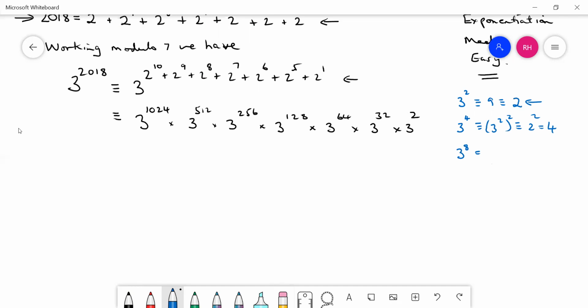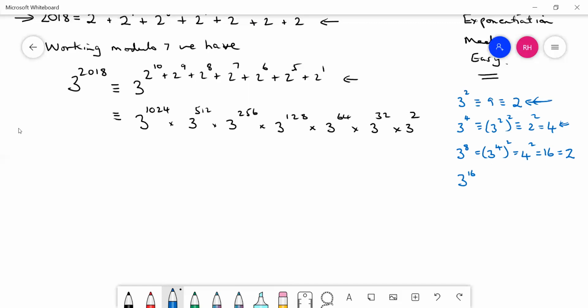Well, that's going to be 3 to the 4 squared. 3 to the 4 we've got back here is 4. That's 4 squared, which is 16. But 16 is the same modulo 7 as 2. Yeah, 14 plus 2, so 2. So 3 to the 16. You can almost see a pattern now. 2 here, 2, 4, 2.